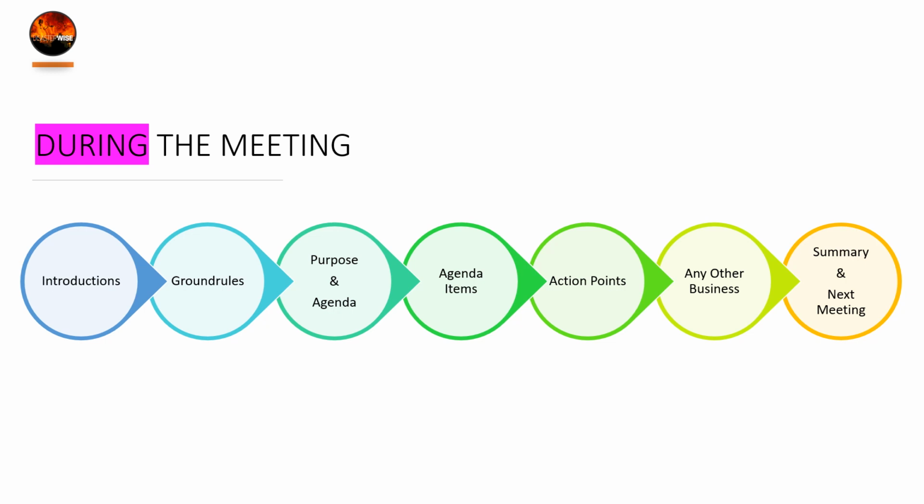Run through any other business, making sure that this is where you pick up on any items that were held over from the previous meeting, because if there's still issues, they need to be prioritized. And then provide a summary of summaries and make sure you know when the next meeting is, and then distribute the meeting notes at least within 24 hours.